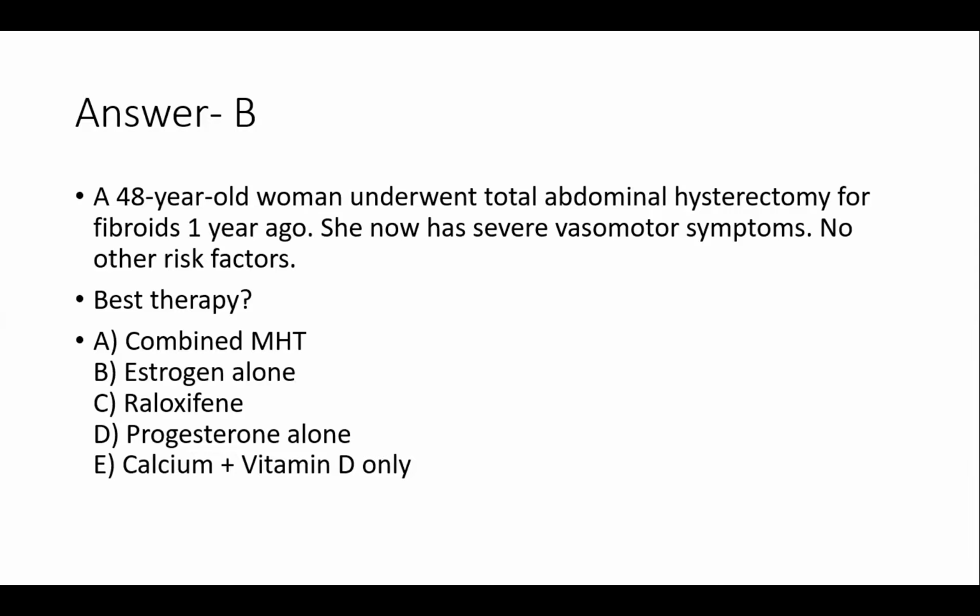The patient is having severe vasomotor symptoms. What is the MHT? I don't know what it means. That is menopause hormone therapy. That is what we were telling. I'll teach you that in a moment. Okay. I'll give her A as the option. So what is your answer? A, B, C, D, E? Because she had total abdominal hysterectomy, I want to give her combined estrogen, combined MHT.